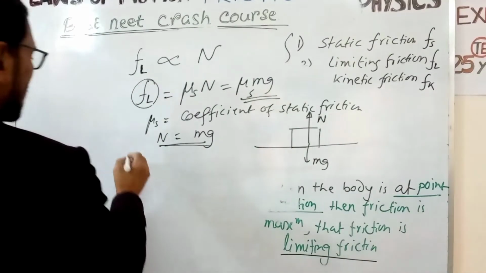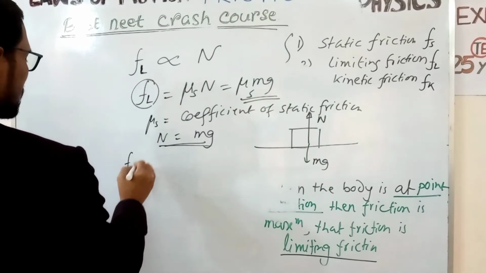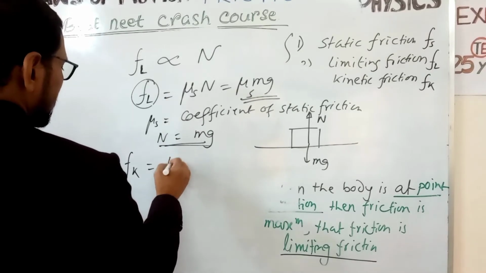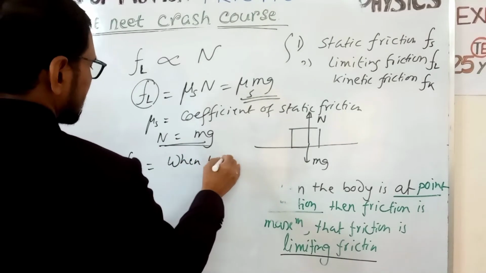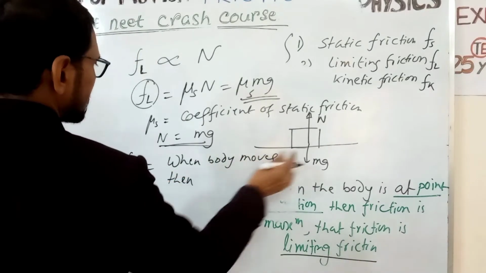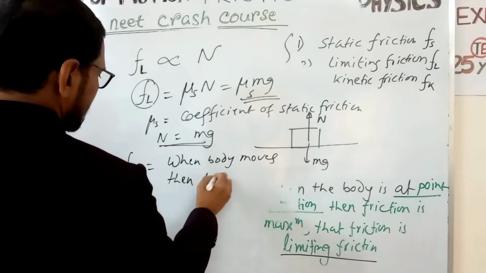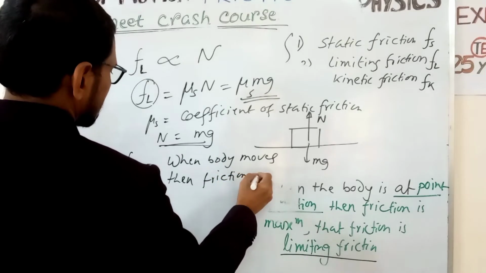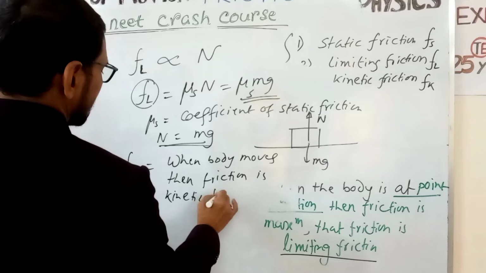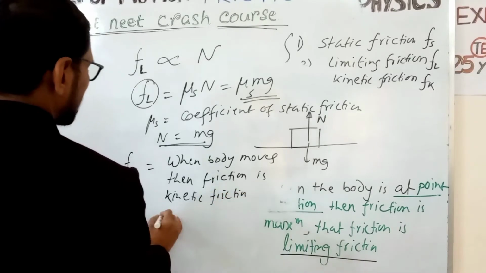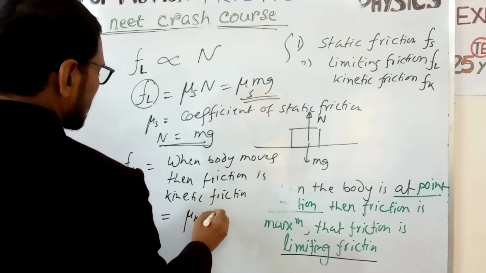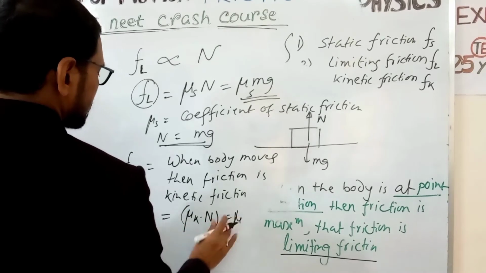Now what is the value of kinetic friction? When the body moves, the friction acting between the two surfaces is kinetic friction. The formula of kinetic friction is mu k into N.